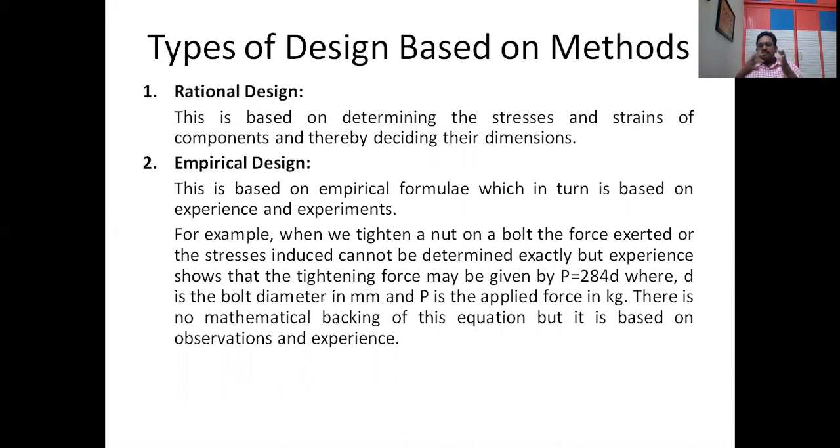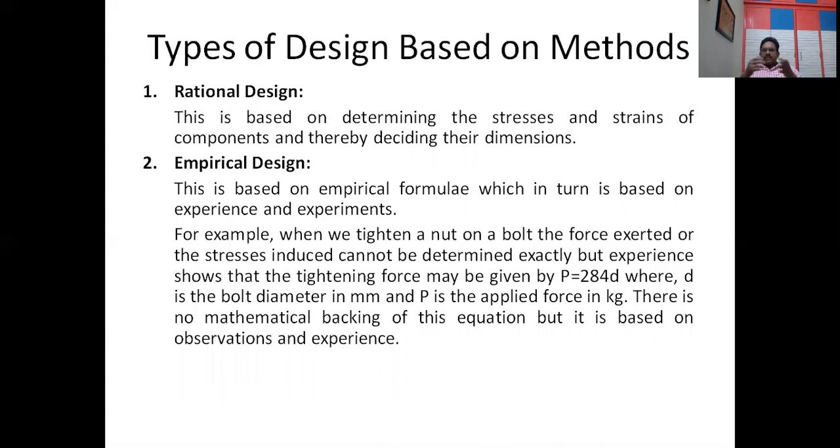So how much force it will exert, we cannot calculate, but with experience, we can say that P is equal to 2840D, where D is the nominal diameter of the bolt in mm, and P is the applied force in newtons. If we have 2840, it is in newtons. If it is 284, we can say approximately it is in kgs.